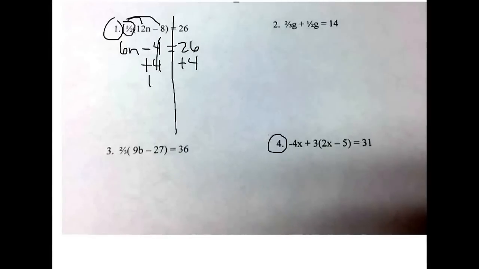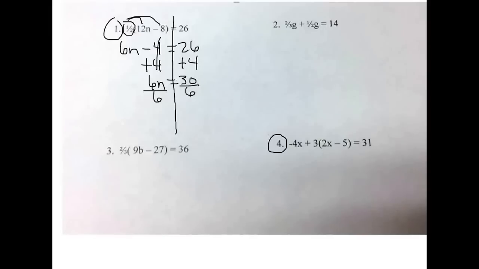Those cancel out. Bring down my 6n. 26 plus 4 is 30. Last step, when it's beside it, we divide both sides by 6. That cancels. N equals 5. Okay. If we were to plug that back in, we take our 5, we put it in right there, and if we get 26, then that lets us know we did it correctly.